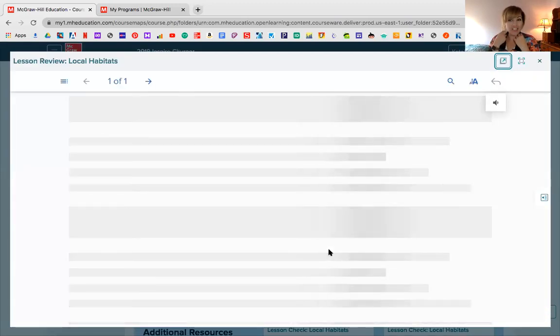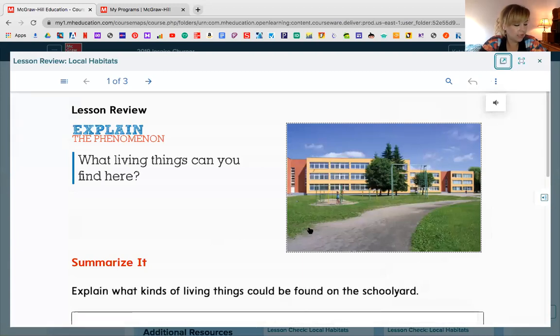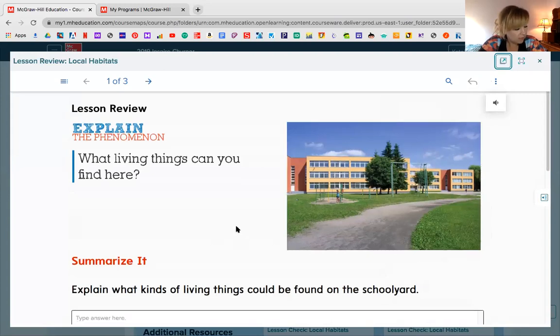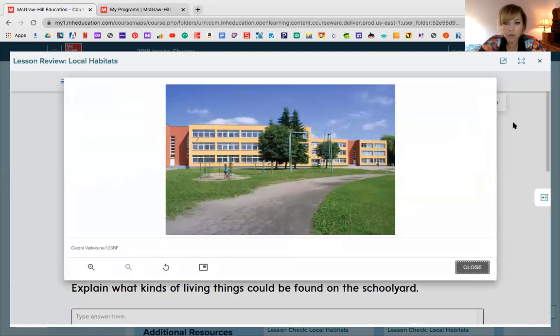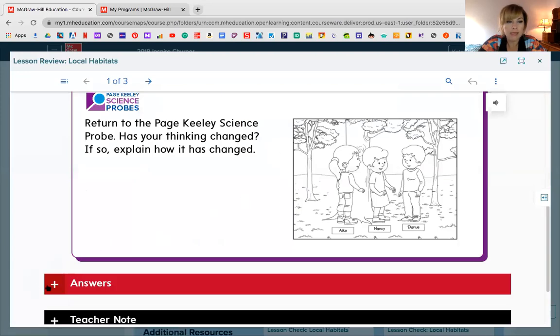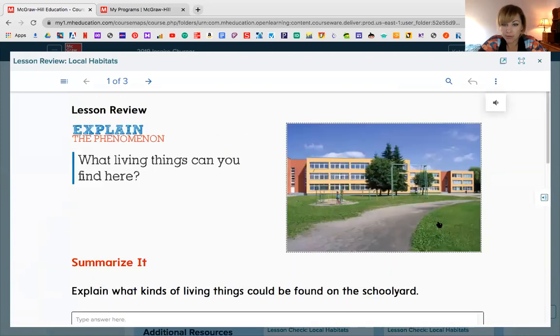I'm on workbook page 70 now, and then I have to get to 71. On page 70, you were supposed to review what living things you can find here, specifically at a school. Explain what kinds of living things could be found on this schoolyard. So look at this picture right here. Some of the ideas were, you could find insects in trees and grass on the field. Totally true. Those are all living things.